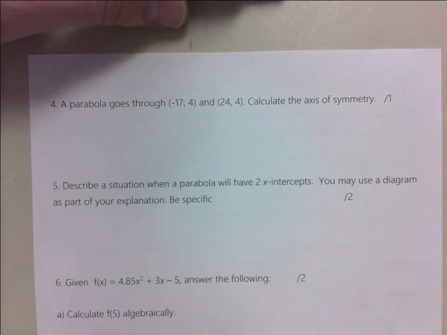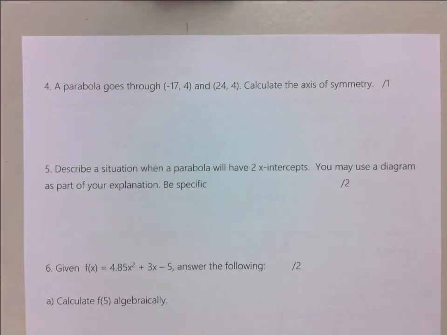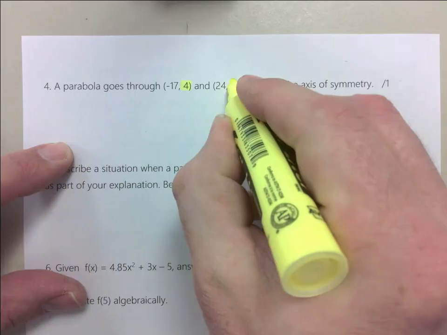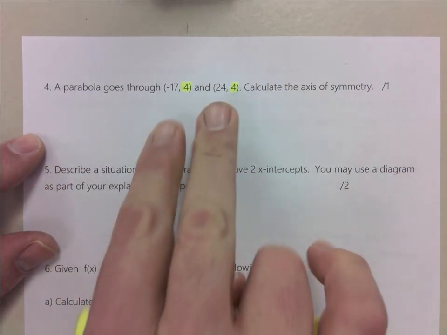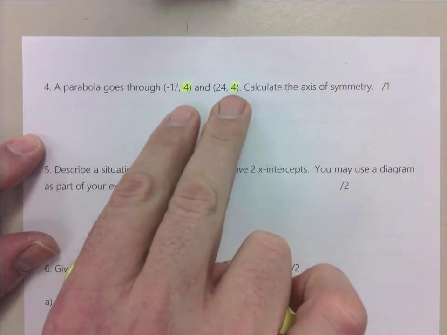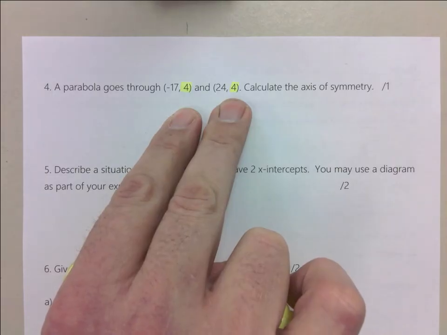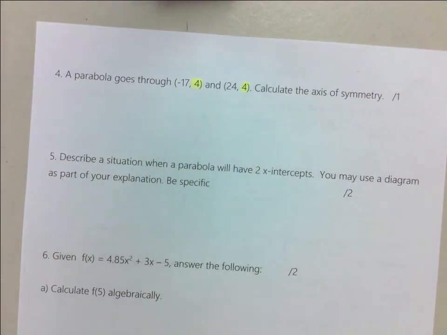A parabola goes through 2 points. Calculate the axis of symmetry. We talked about this briefly yesterday. Emphasis is on the fact that they're right across from each other. Guys, the same thing with x-intercepts. What do the x-intercepts share in common? What's their y value? 0. Both of them would have a 0, right? So you can use x-intercepts to find your axis of symmetry.